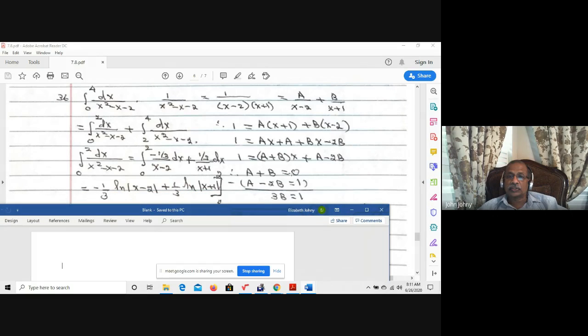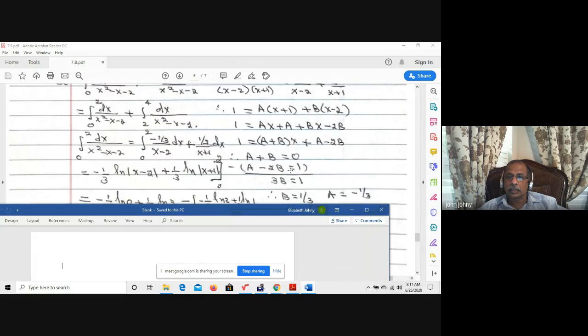So A plus B is 0 because there is no x on the left. And A minus 2B is equal to 1. You multiply by negative 1 and then you add these two. A cancels. You get negative 3B is 1. So there is a mistake there. So 3B is equal to negative 1. Therefore, B is equal to negative 1/3 and A is positive 1/3.